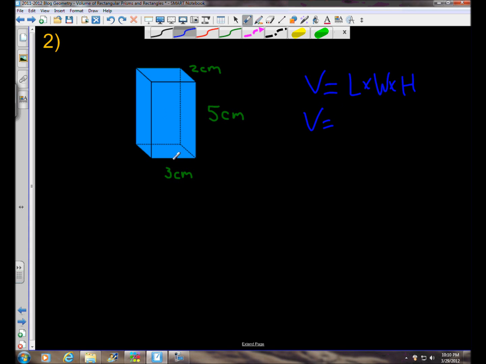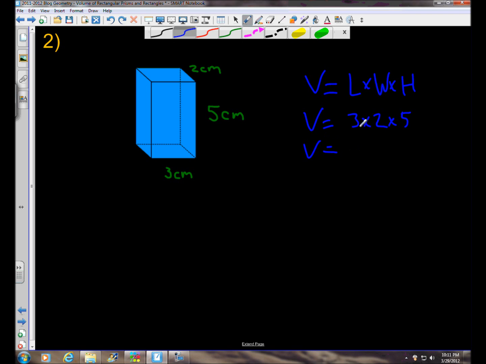Okay, so we've got volume, and we want to find the length. In this case, well, the height is 5. It's really the longest side, but happens to be how high the figure is. So we'll use our longest side down here. We have 3, and our width was 2, and our height was 5. So it'll give us 3 times 2 times 5.